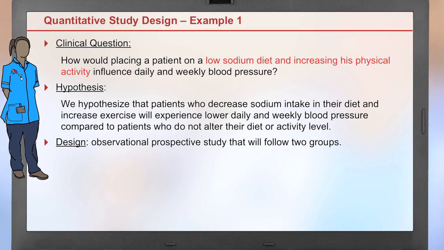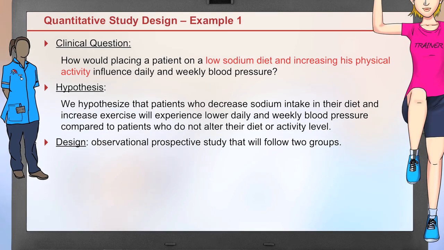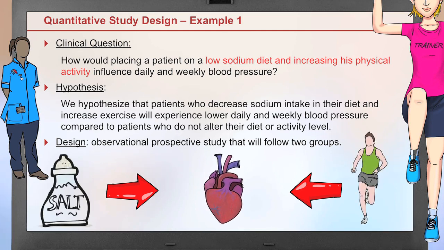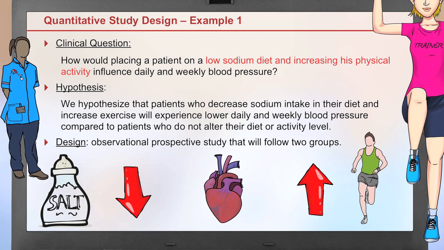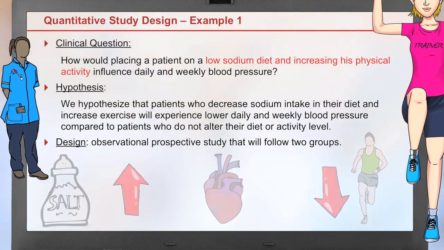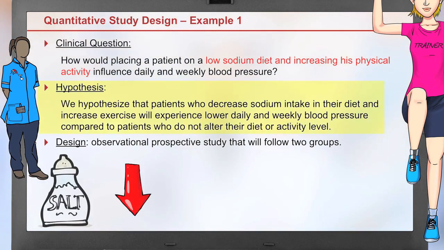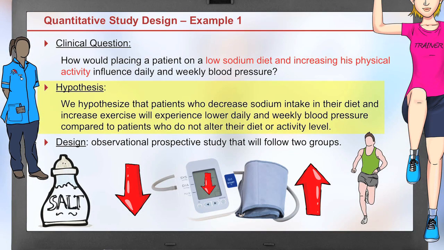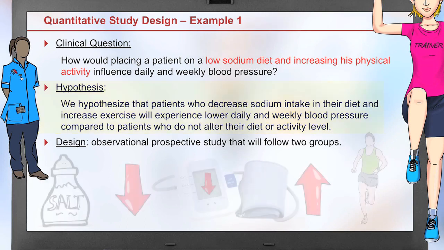In Module 2, our first clinical question focused on the influence of two variables, sodium intake and physical activity, and how a decrease in one and an increase in the other could lead to changes in patient blood pressure. Our hypothesis was that patients who decrease sodium intake and increase exercise will have lower daily and weekly blood pressure.